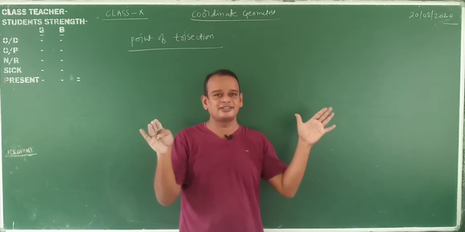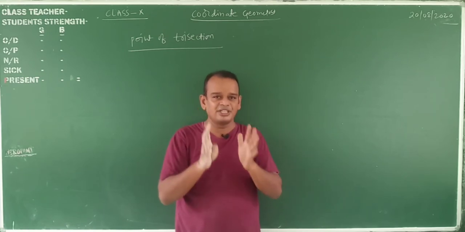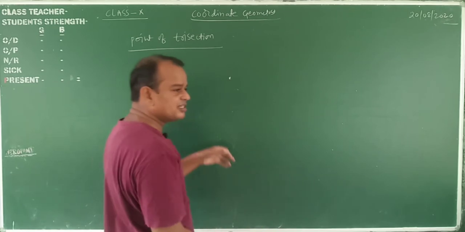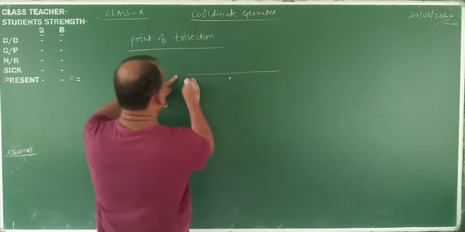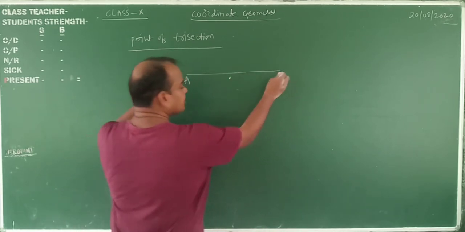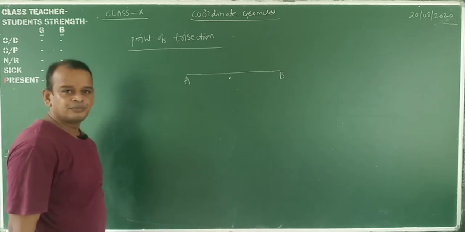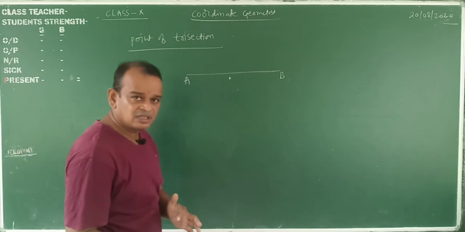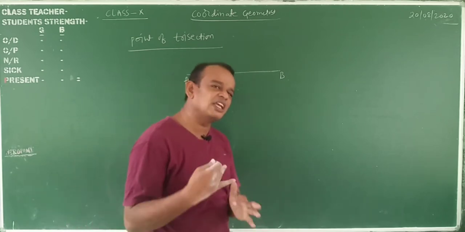Three sections. If one line is divided into 3 sections, we compulsorily take 2 points. First of all, this is the line segment. Observe that, AB is the line segment. Now how many sections? 3 sections. 3 sections means 100%, 3 points of trisection means equal sections.